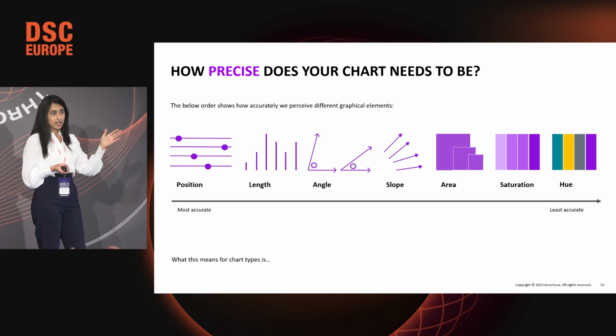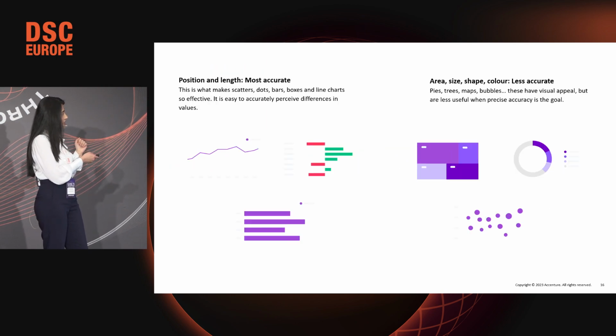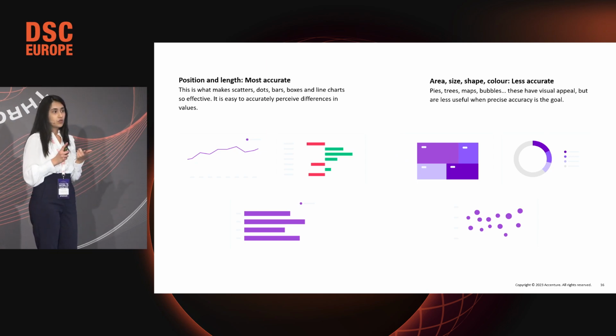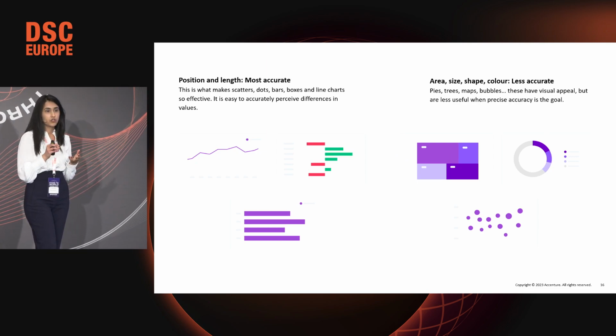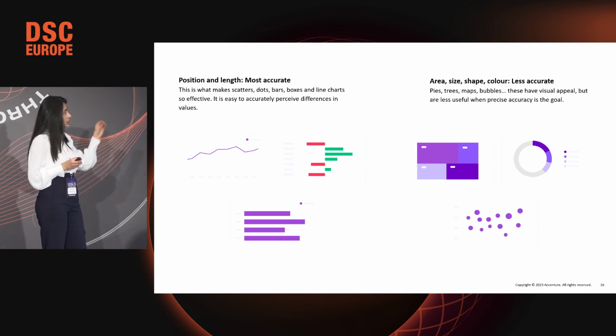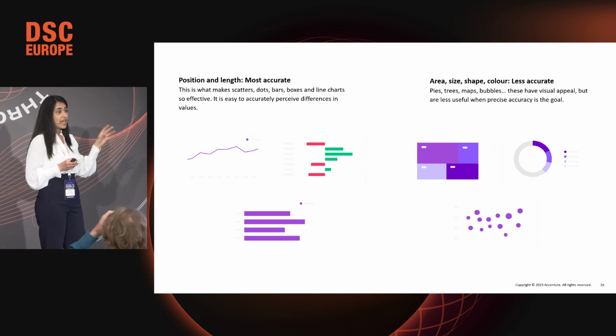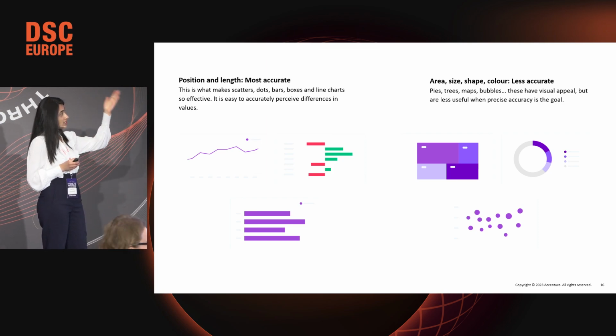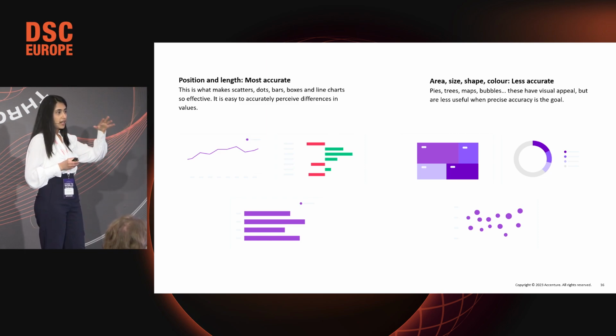Once you have decided on your precision, it is time to map it to the different chart types. If you want the most accurate, it means that you want to show something by position and length. You have to go with charts which encode the information that way, like a line chart or a bar chart. But if you're looking at the least accurate side, like a high-level overview, you need to go with something of visual appeal, for example maps, tree maps, or even bubble charts.